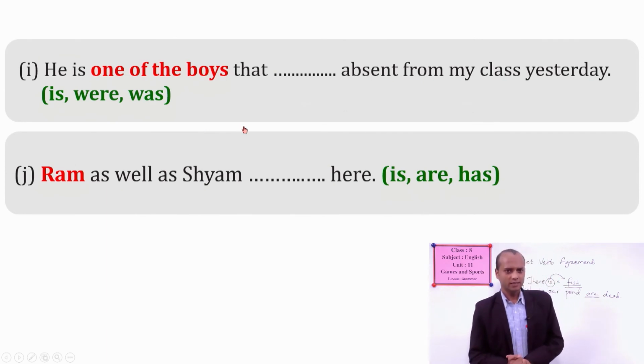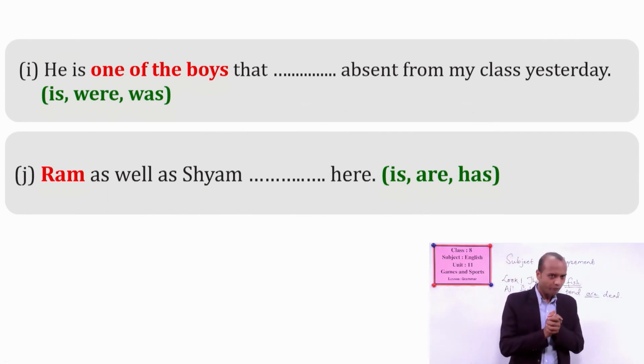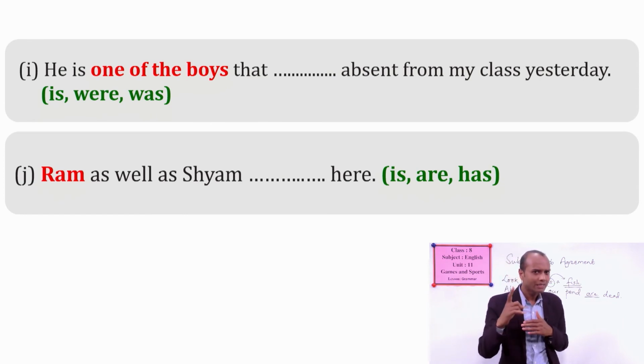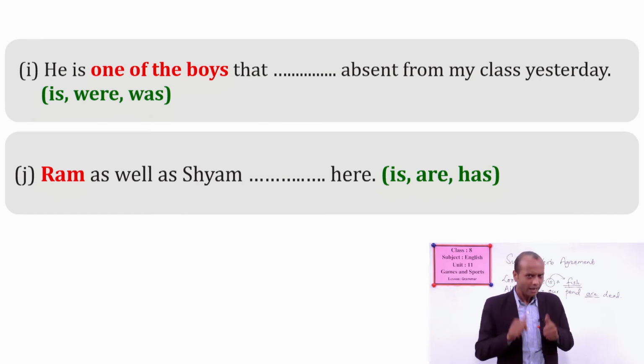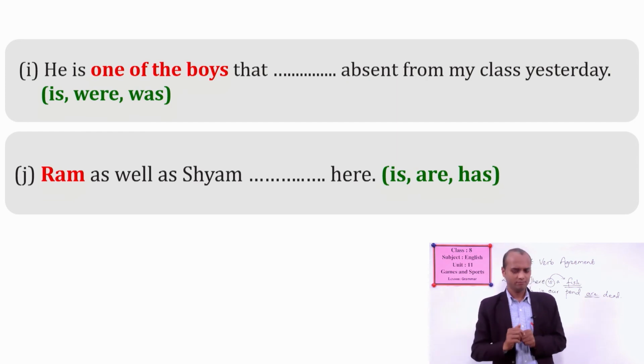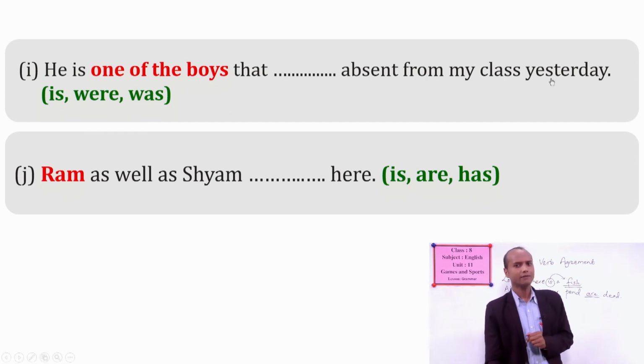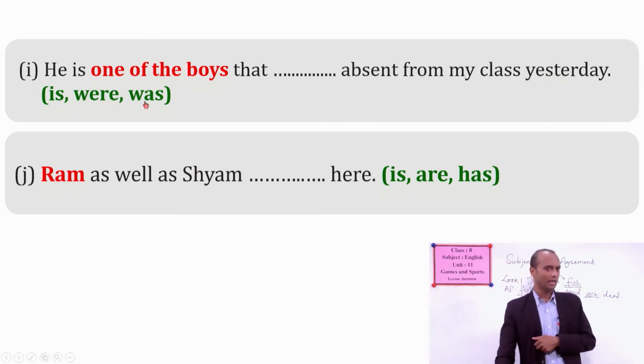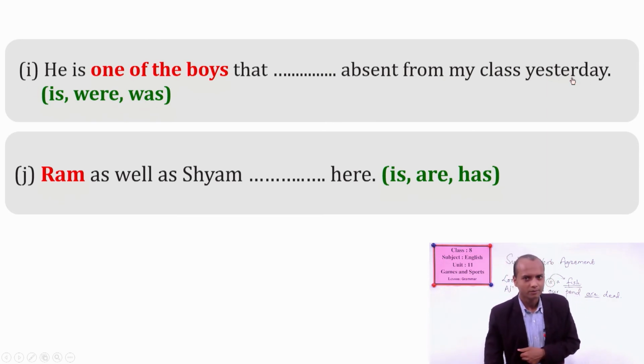So last two exercises are there from number 2. He is one of the boys that blank space absent from my class yesterday. When was he absent? Today? No, yesterday. So I have how many options left? 2. Why? Because is refers to present tense. Got it? We are talking about past time. That's why you can focus on these 2 only now.